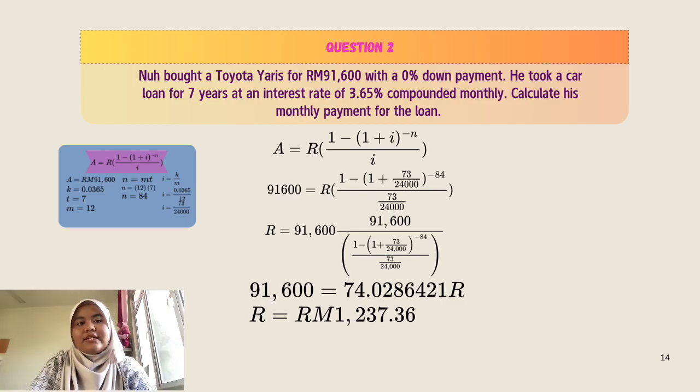After we listed all the information earlier, we just put it in the formula. So we got 91,600 equals R bracket 1 minus bracket 1 plus 73 over 24,000 close bracket to the power of negative 84 divided by 73 over 24,000. 91,600 equals 74.028641 R. To find the value of R, we need to divide 91,600 over 74.028641. So the final answer is R equals 1,237.36 ringgit.